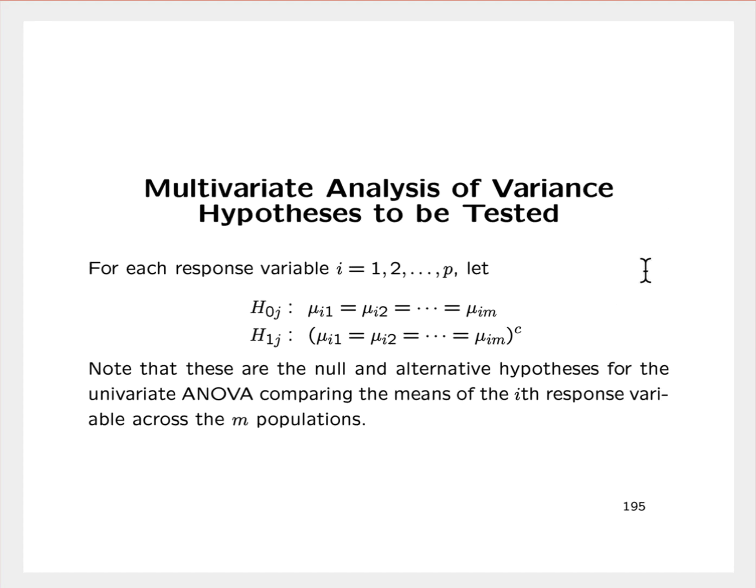Okay, so now let's look at one other way, and I think this is kind of a handy notational way to look at this. So for each response variable, i going from 1 to p, so again, we've got p response variables, and here I'm letting i represent the particular response variable that we're looking at. So i goes from 1 to p.